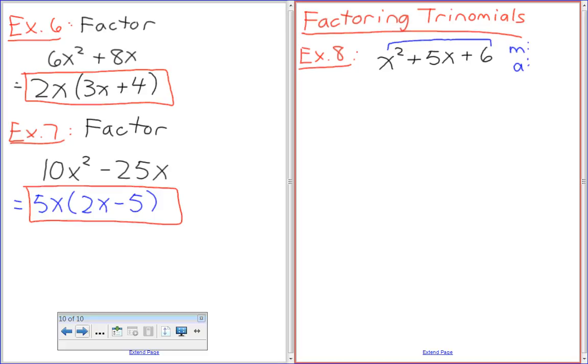Okay, so what happens for this is, it's the coefficient in front of the x squared times the constant. So this is going to be multiplied to get 6 in this case. The add comes from just the x, which is the 5.